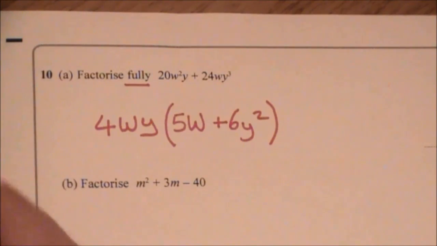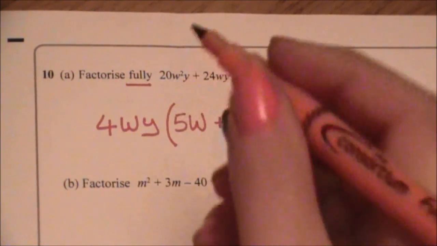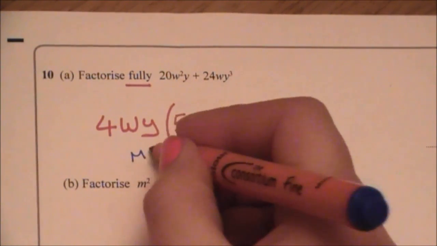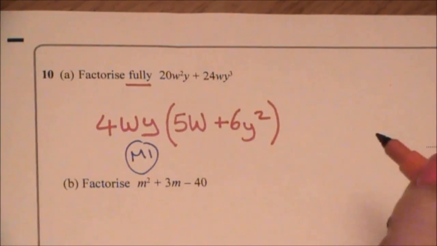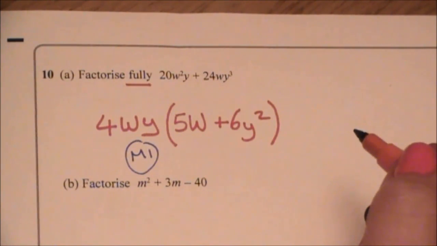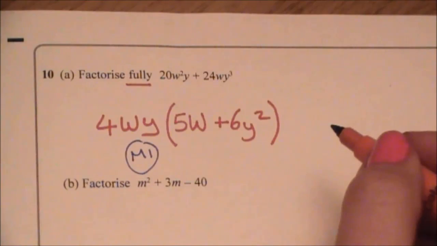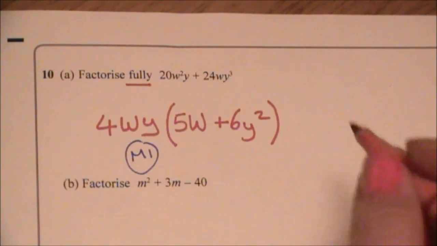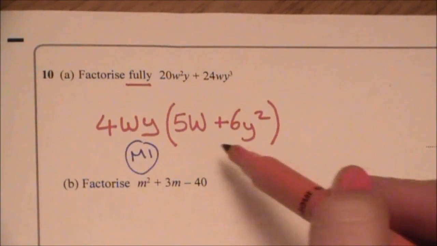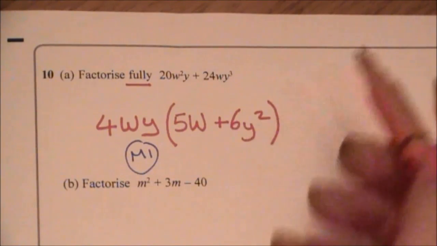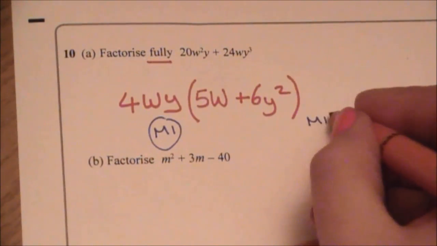So like I said, this is a 2-mark question. You get 1 mark for correctly identifying the highest common factor, and you get the 2nd mark for a 2-term expression with w and y, and you're allowed to make 1 error.